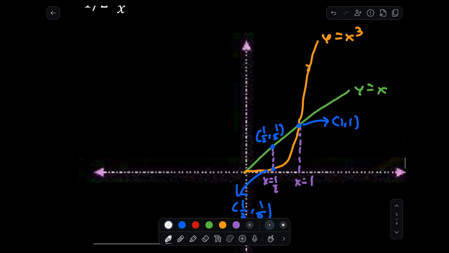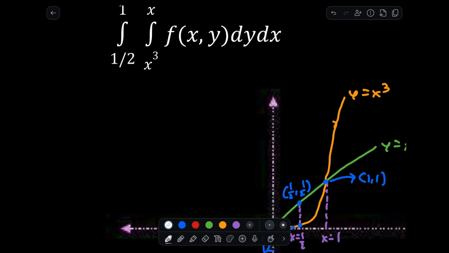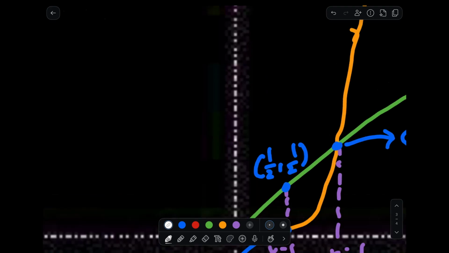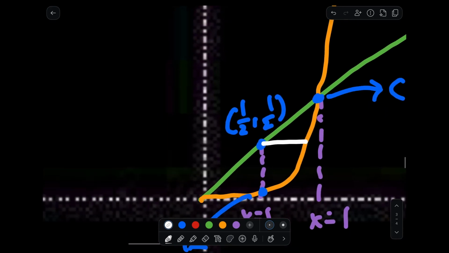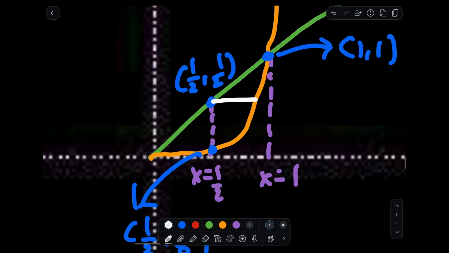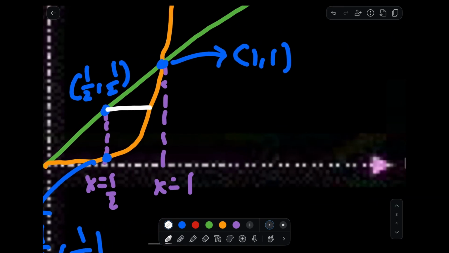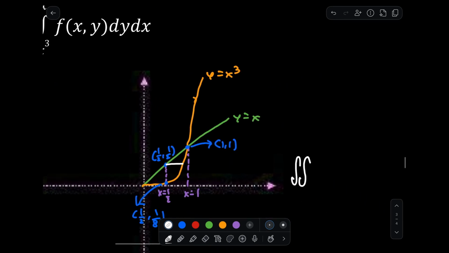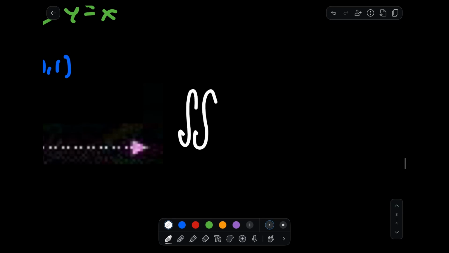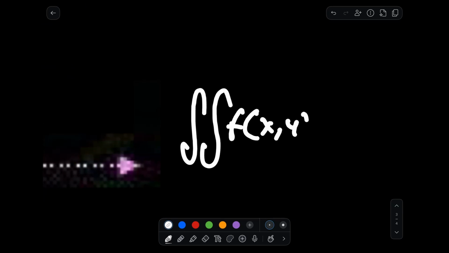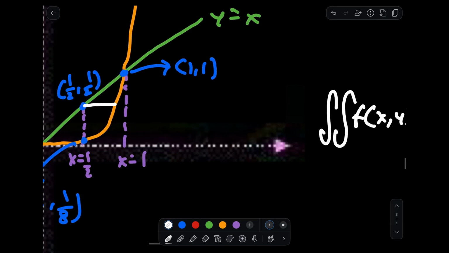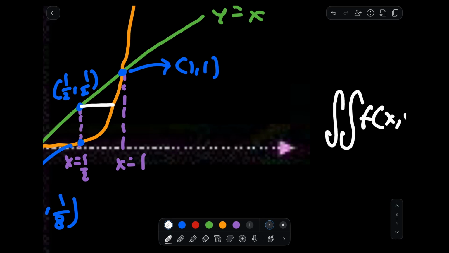Perfect, right? So now, if we're converting from dy dx to dx dy, we have to be cognizant of a couple of things. So along this portion of the graph right here, we're not bounded by the green function. We're actually bounded by the purple dotted line for x equals 1/2, right? So if we're doing dx dy, our left bound is going to be as follows. And we're not actually going to integrate this function, f of x y, right? It's just some dummy or placeholder function that we're using, dx dy. So in this case, 1/2 is going to be our leftmost value.